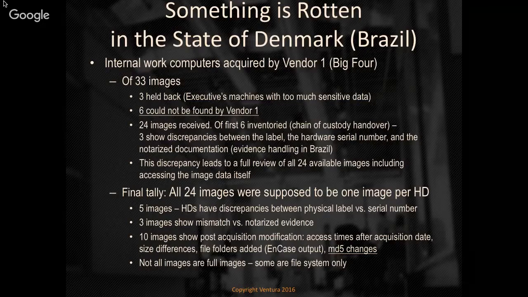Because the notarized evidence is officially in the court documents. 10 of the images show post-acquisition modification. In other words, we know when the data was acquired, we know what it was acquired from, but we see access times after the acquisition date, right? So the dates on the images are now different.